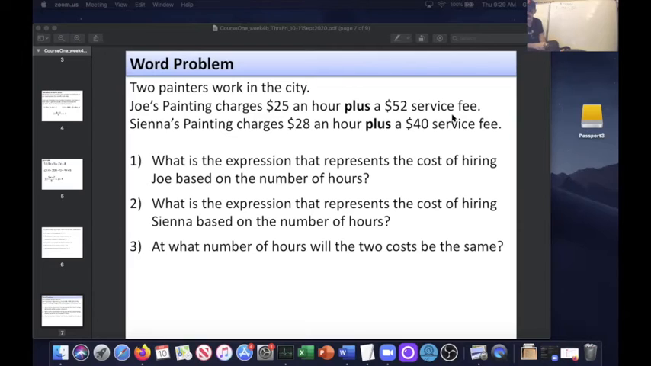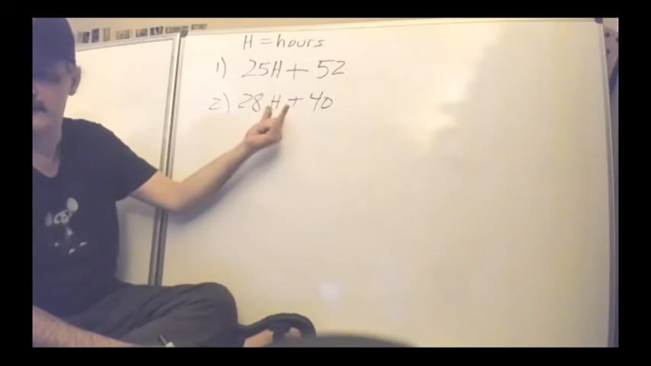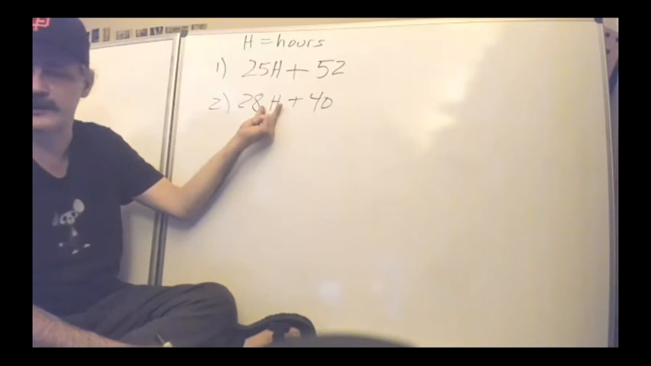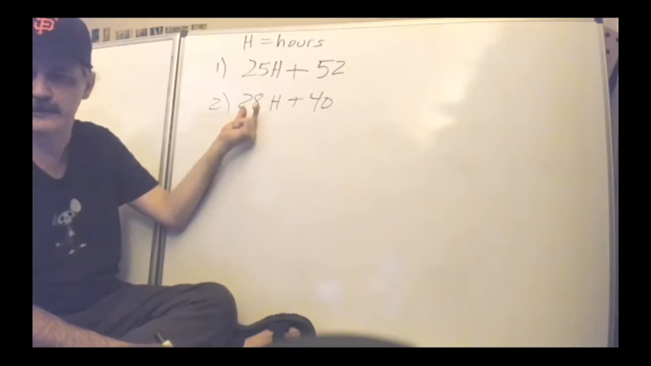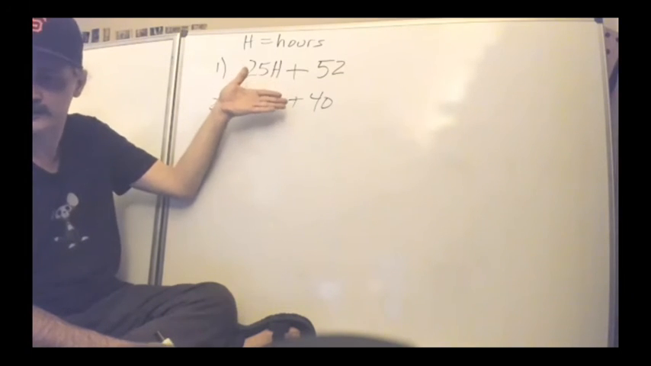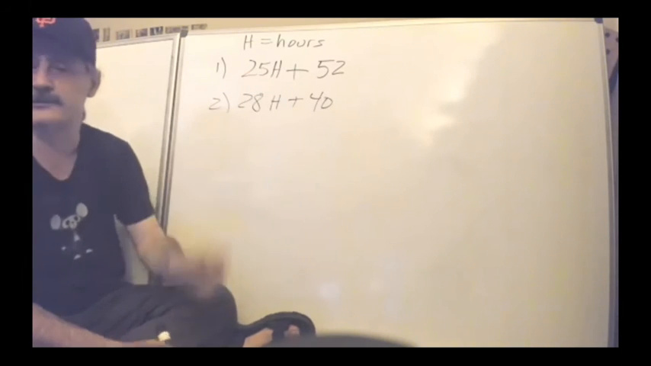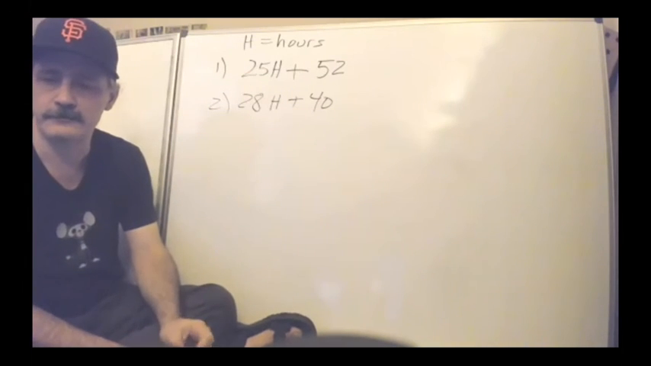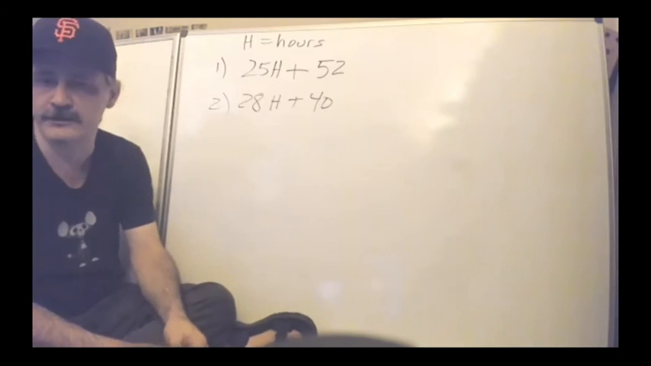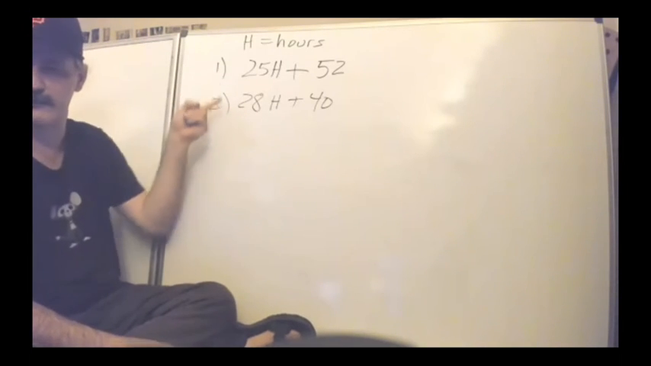Okay, so we got Sienna. Sienna is $28 an hour plus the 40. Okay, so again, this variable represents however many hours. And so it could be 10, it could be 12, maybe it's 33. But whatever it is multiplies to 28 and then plus the fee, and that would be how much total money Sienna would be making. Now, realistically, she's probably going to have to buy supplies, but we're not worried about that.